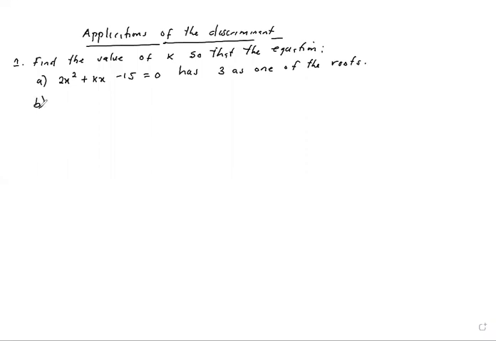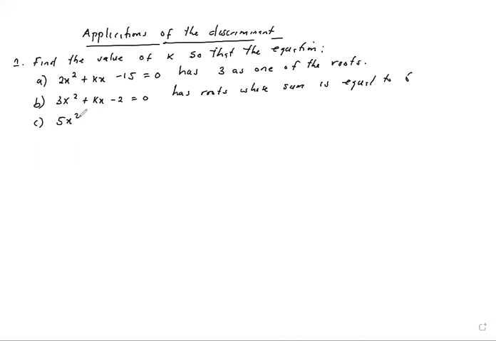(b) 3x squared plus kx minus 2 is equal to 0 has roots whose sum is equal to 6.